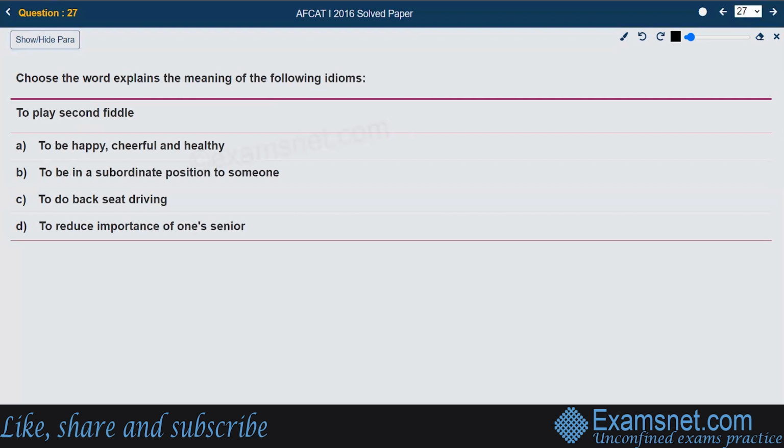Next, explain the meaning of the following idiom, to play second fiddle. The phrase to play second fiddle means to have a subordinate role to someone or something. So that is the right option, to have a subordinate position. If there is a boss ahead of you, he is at the first position in the office, and you are the assistant, or you are at the second position. That is what is called to play second fiddle, the subordinate position of someone.